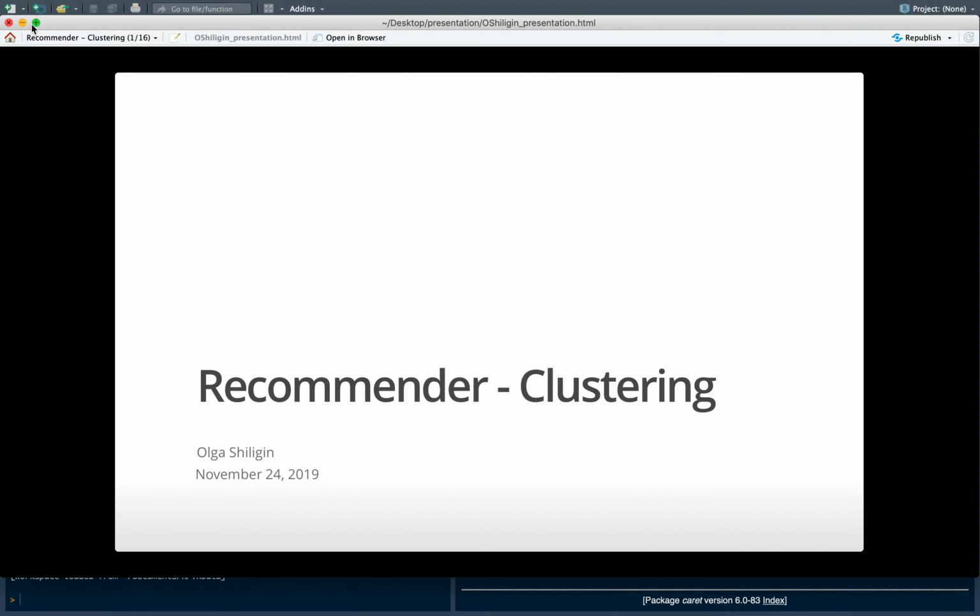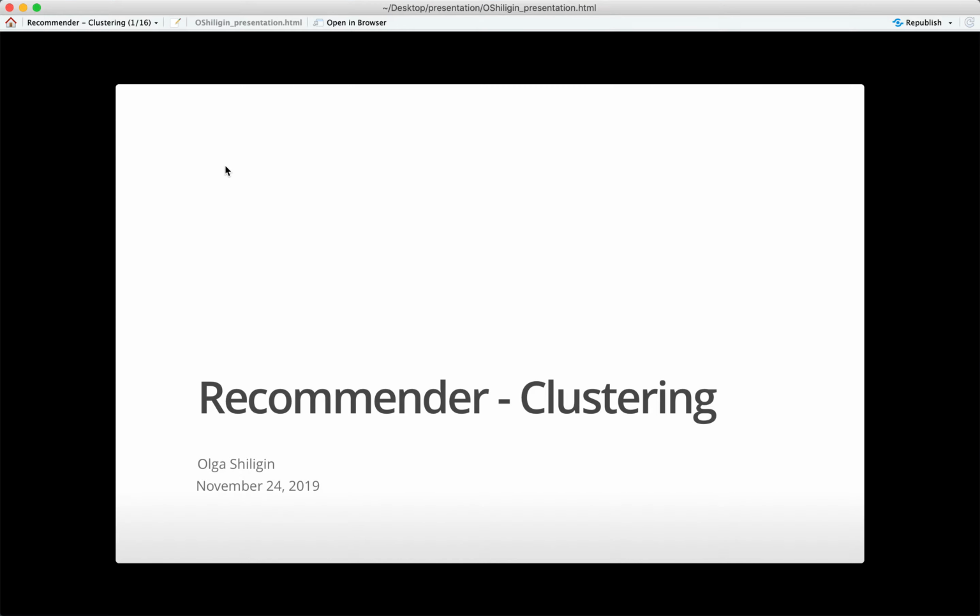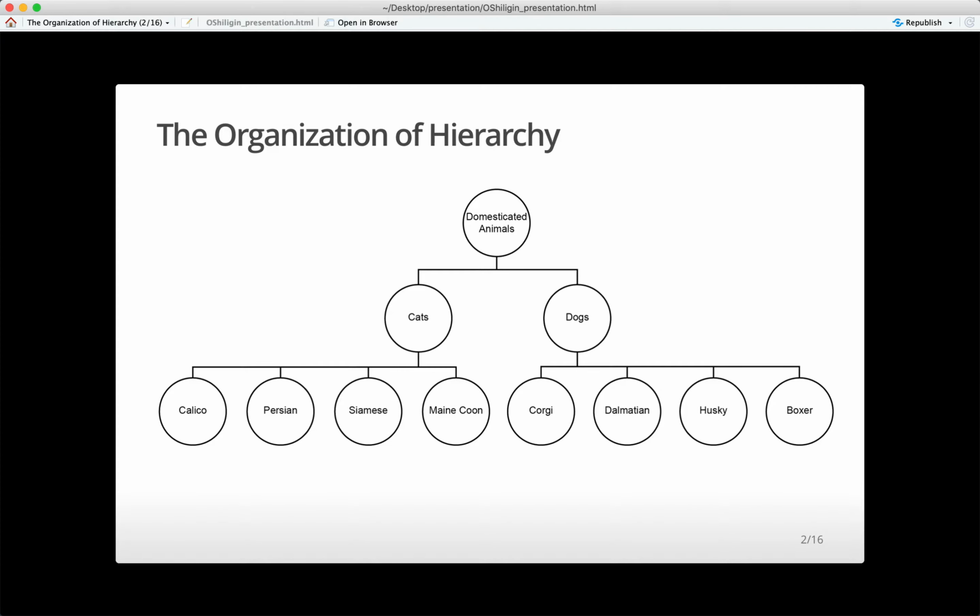Hi, my name is Olga, and I would like to present the second part of the recommender clustering. In this part, I will talk about hierarchical clustering as one of the main methods of clustering analysis applicable to recommender engines. First of all, I would like to discuss the concept of hierarchy in general.